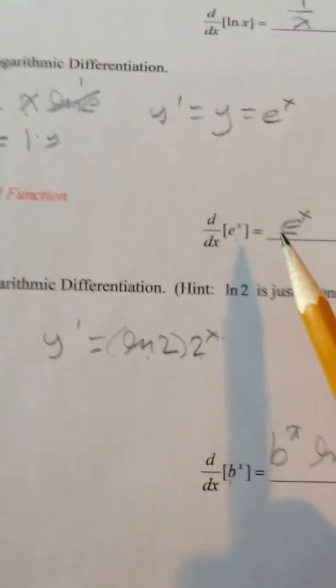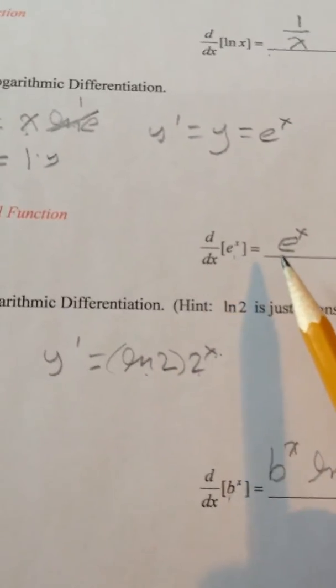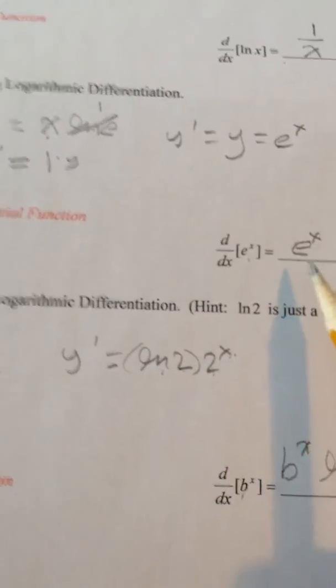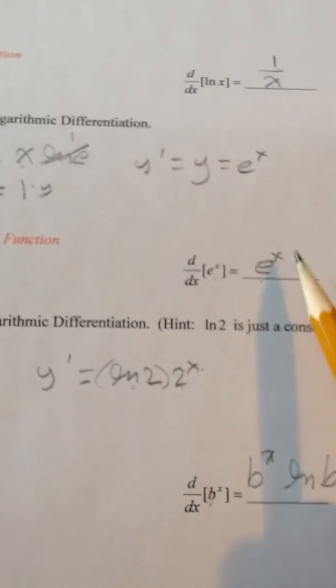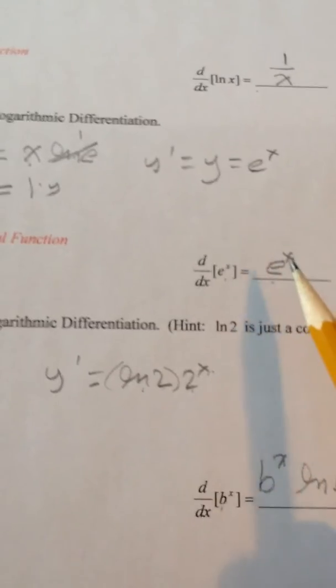That works up here too. I started with e to the x, I have e to the x, and I would apply the natural log of e to this, but the natural log of e is 1, so that's the reason this is the only one that's left with e to the x.